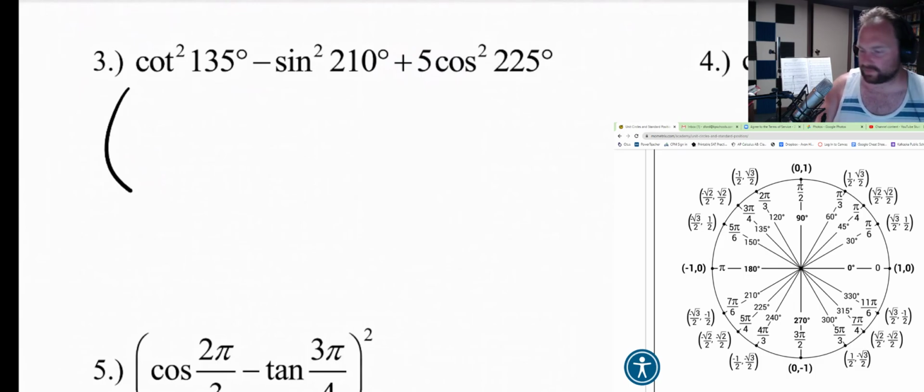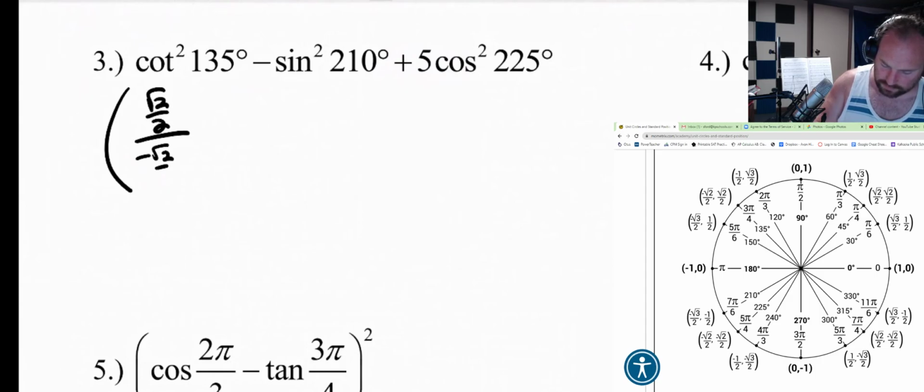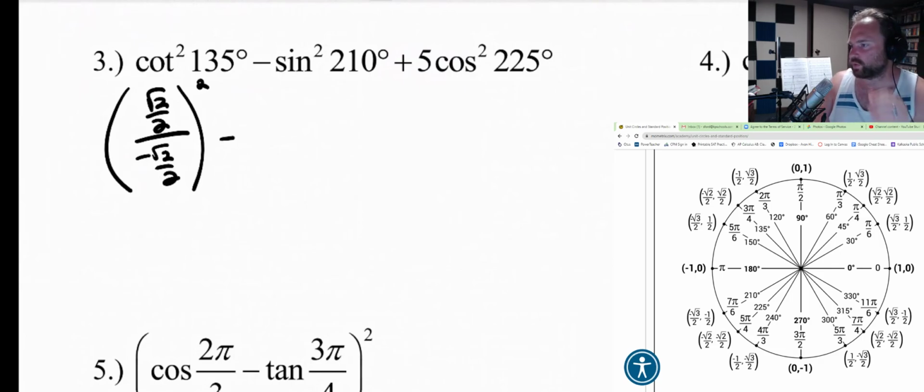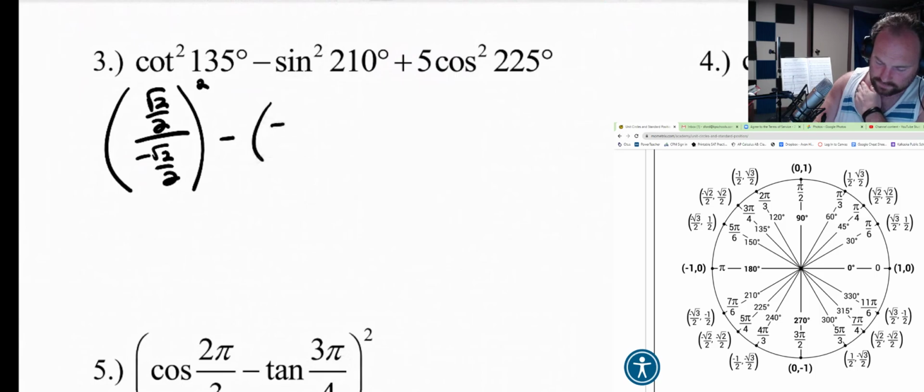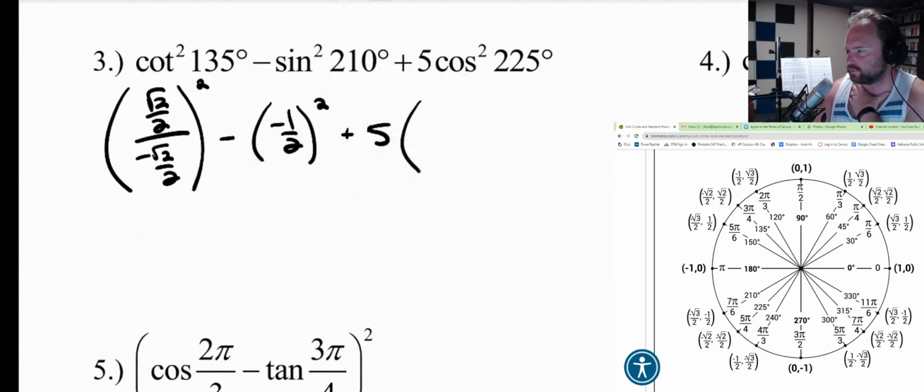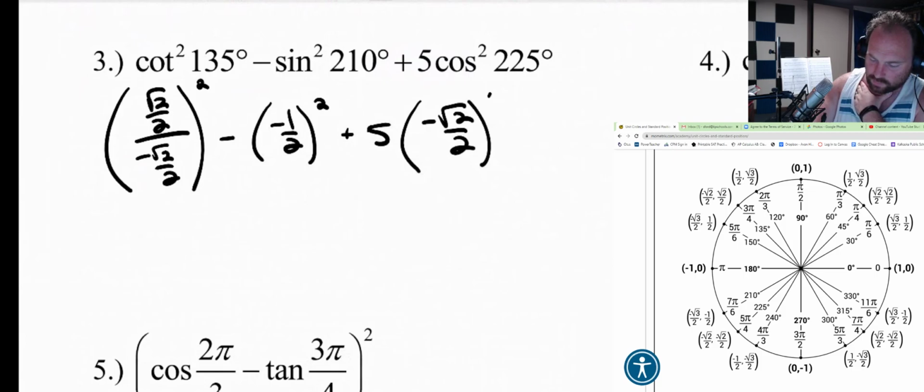So cotangent of 135, if I'm going the long way through this problem, is going to be the x over the y. It's square root of 2 over 2 divided by negative square root of 2 over 2. Of course, that's being squared. Sine squared of 210, well, 210 has a sine value of negative 1/2 squared, plus 5 times the cosine squared of 225.